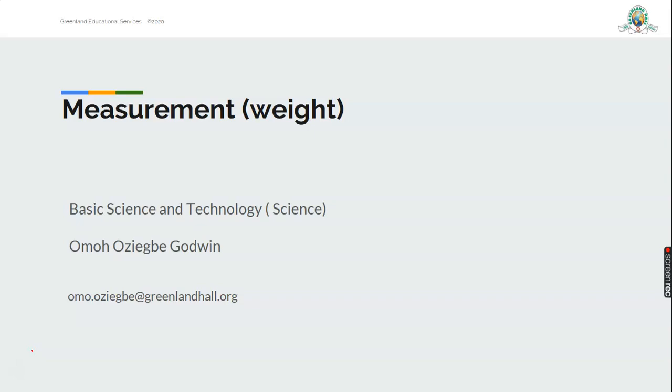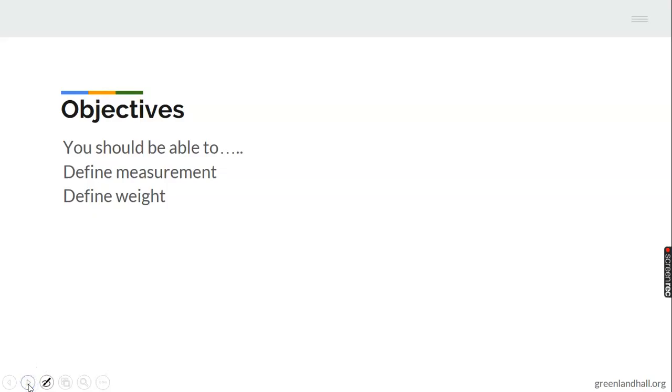Today we're learning something about measurement. I'm so excited. We're going to talk about measurement, weight. We have other measurements anyway, but we're going to narrow down to weight. And it is in basic science and technology, and it's a science topic. So if you're ready, I am so ready and excited. So let's get on to it, people.